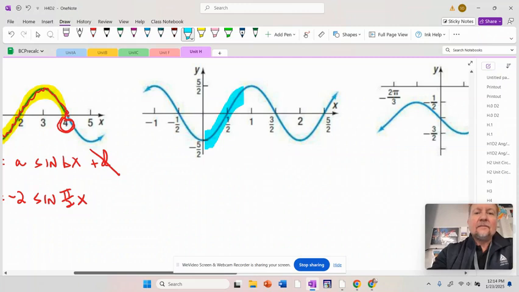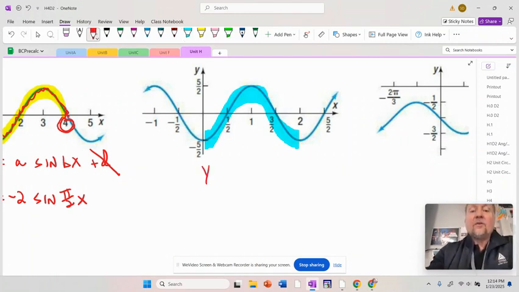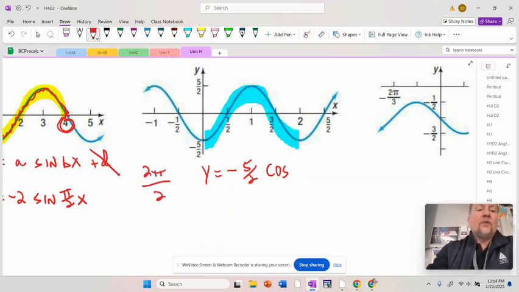What's this? What would you describe that as? And what kind of cosine? Upside down. So it's y equals negative cosine. 5/2 is the amplitude. No up-down shift. And then 2 pi over 2 is how you find B, 2 pi over whatever you identify the period as. This ain't no thing.